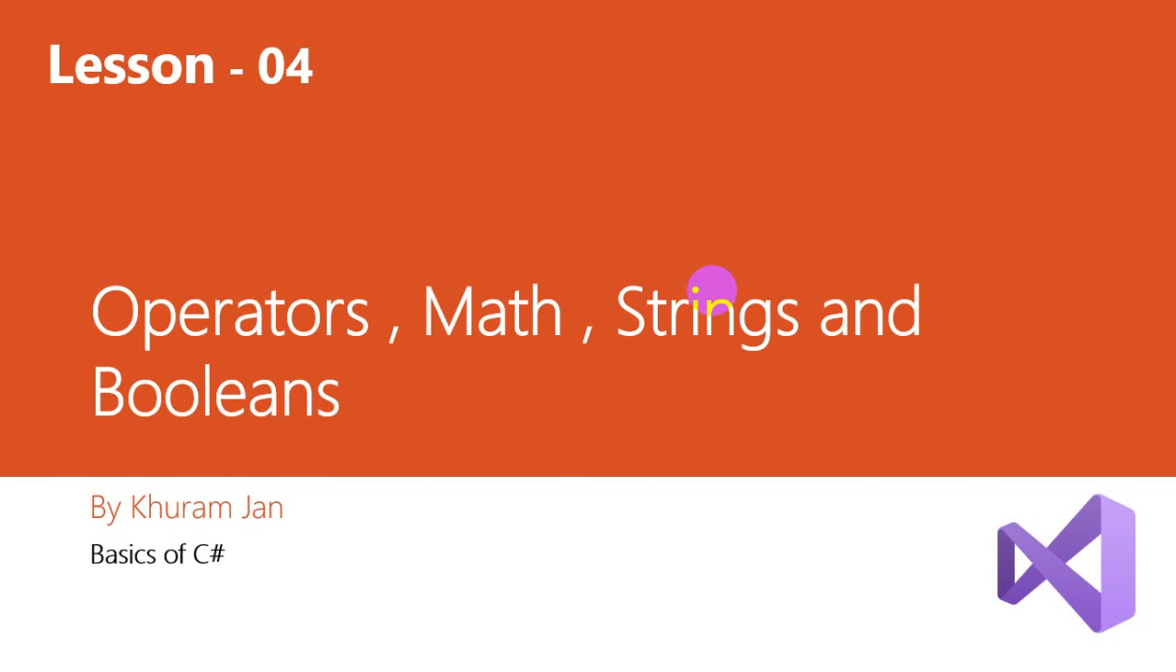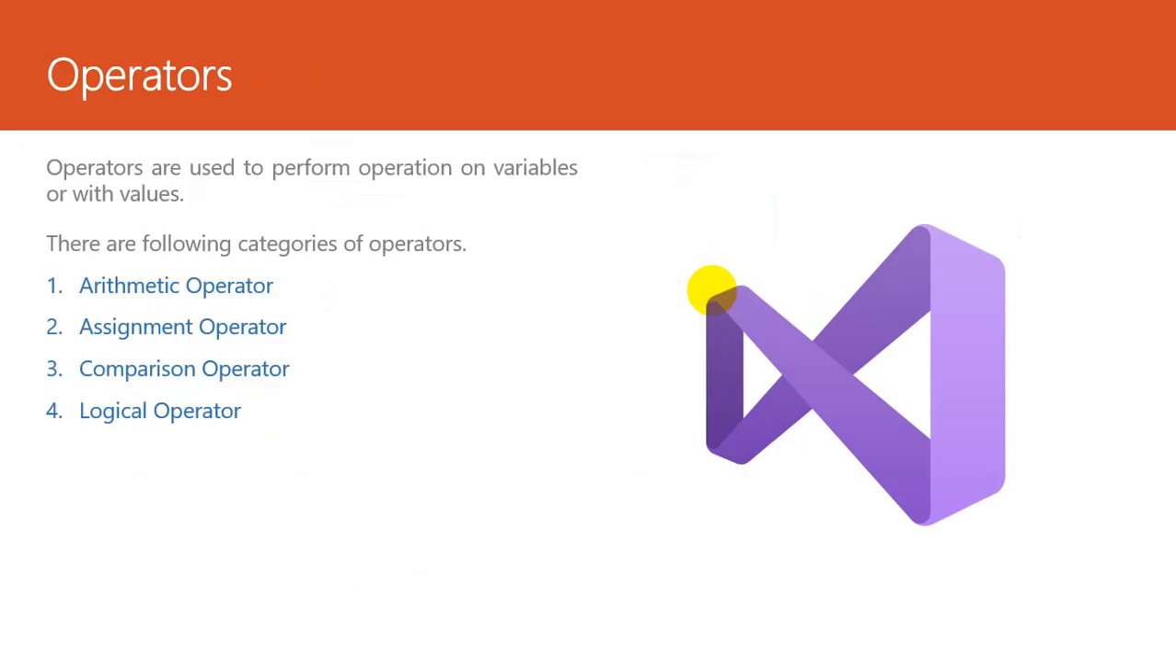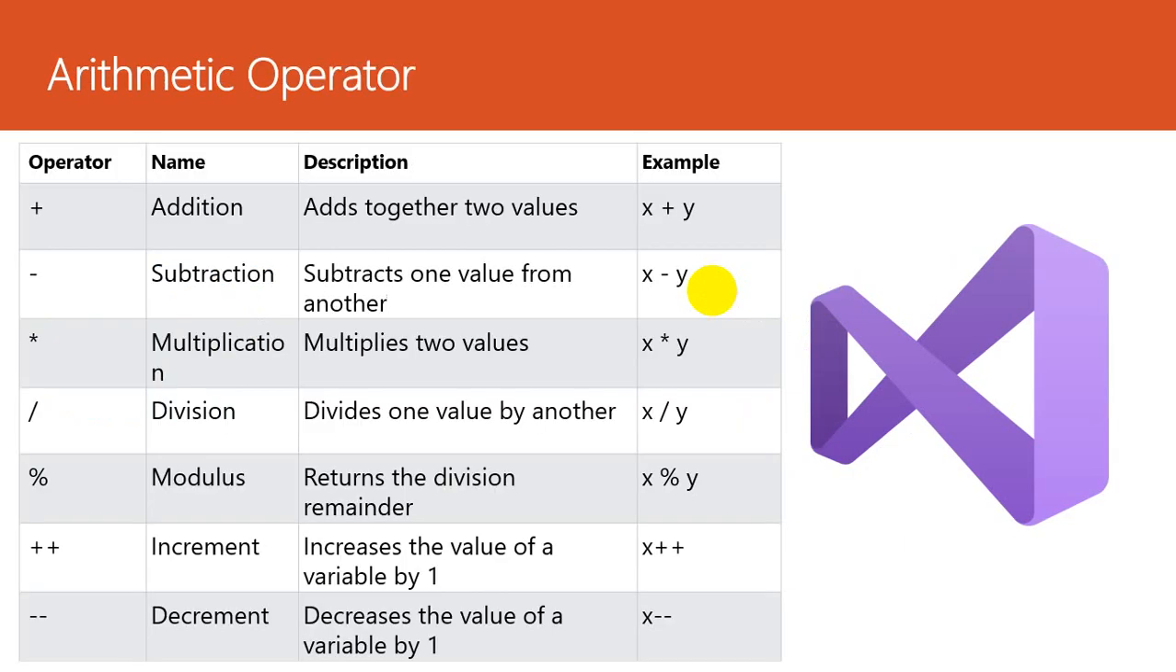So let's move to the example. Here today we'll discuss operators. Operators are basically used for operations on variables and values. Following are the categories of operators: arithmetic operators, assignment operators, comparison operators and logical operators. You are already aware of the arithmetic operators, which are addition, subtraction, multiplication, division, modulus and increment, decrement.